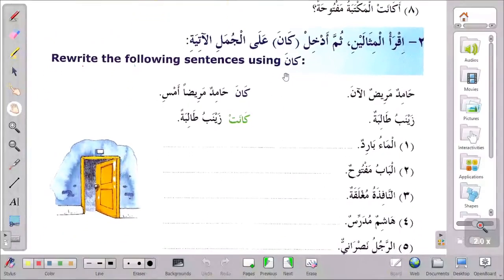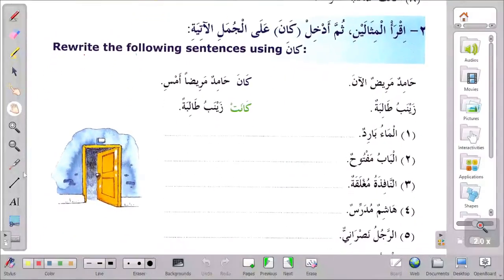So let's look at exercise number 2, and then inshallah we'll pause and continue in the next lesson. اقرأ المثالين ثم أدخل كان على الجمل الآتية. We should read the two examples, المثالين, these two examples. ثم أدخل كان, then we should add كان to the following sentences.